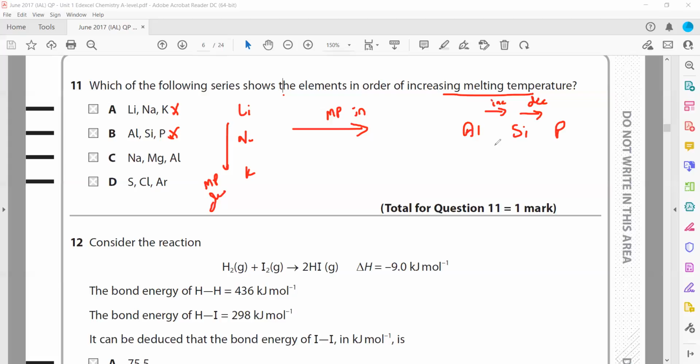Sodium, magnesium, aluminium. Sodium is group 1, magnesium group 2, aluminium group 3. The size of the positive ion in the lattice decreases and the charge increases, so that's why the melting point will increase. So C is the right answer.